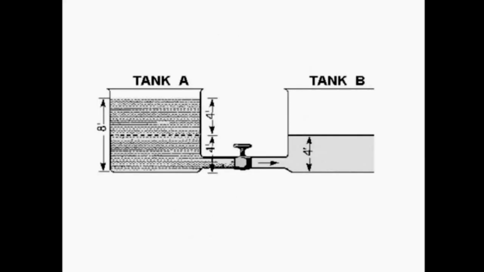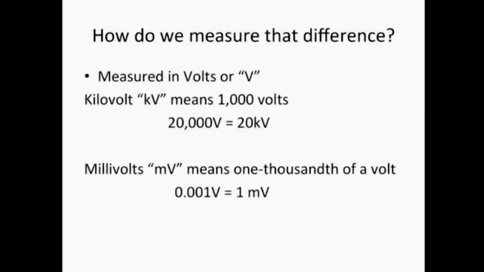To explain what voltage is, I like to use this analogy of having two tanks of water. My tank on the left, tank A, has a lot of extra electrons in it. And tank B, while it does have some electrons in it, doesn't have as many as tank A has. We also have a little hose and a valve in the middle there. So how do we measure that difference?